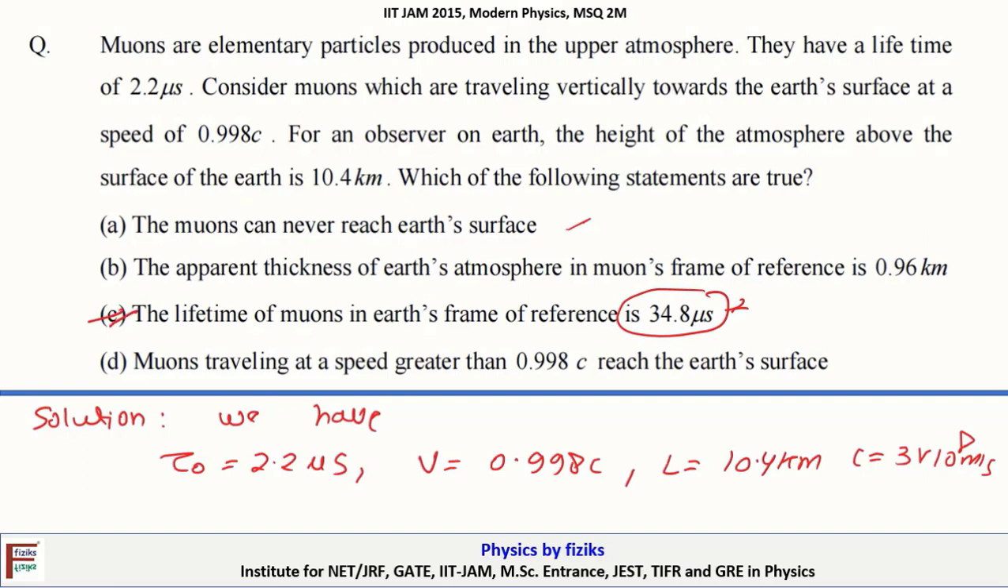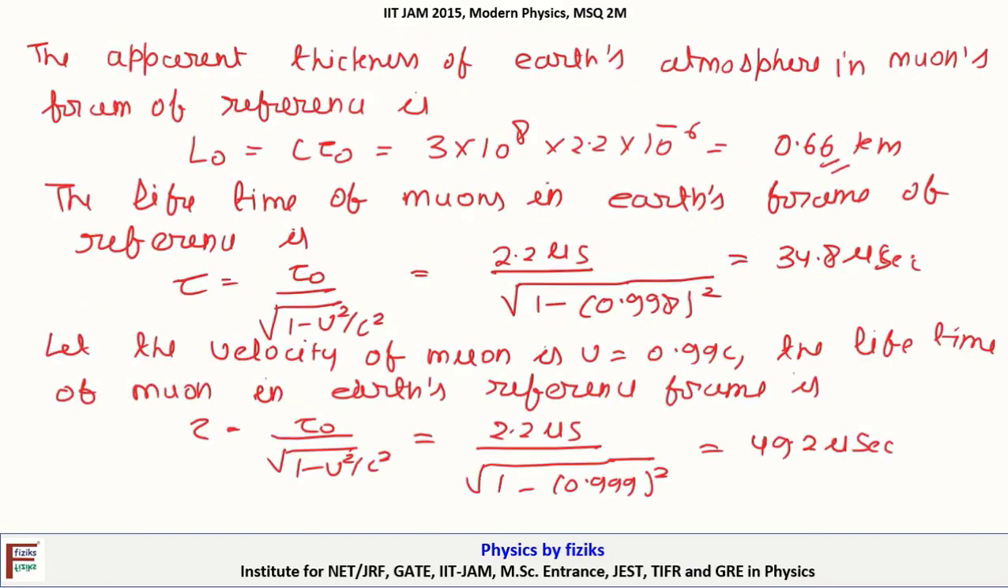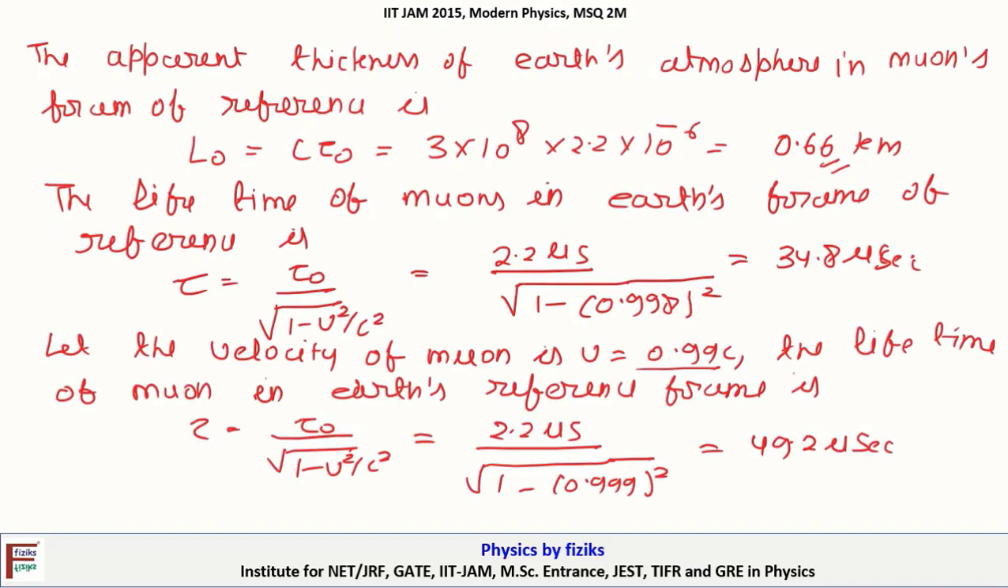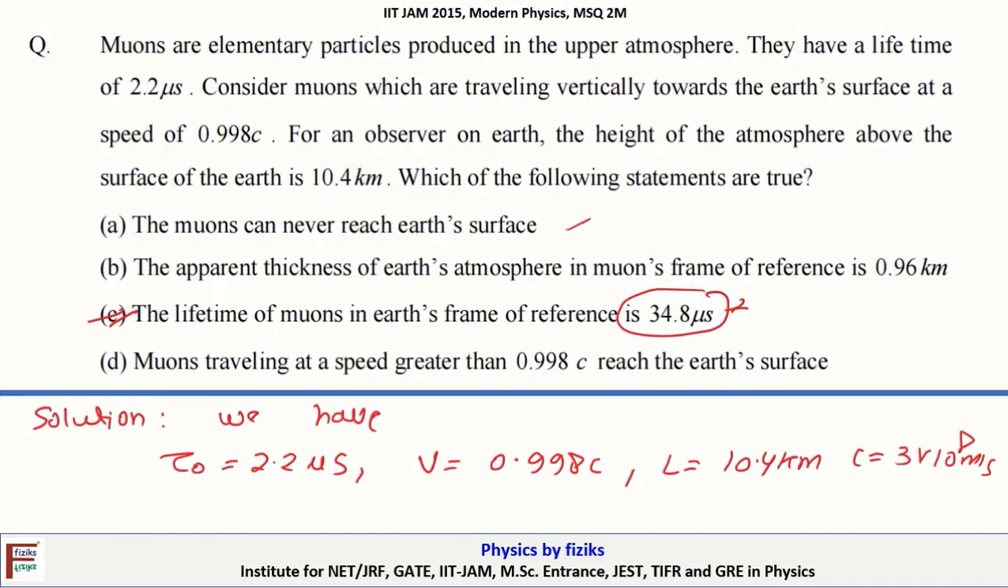Muon traveling at a speed greater than 0.998 c reaches the Earth surface. Here you can check it. We have taken the velocity 0.999 c, and in that case this distance is 14.76 kilometers. So this is greater than the height of the atmosphere above the Earth surface, where they were first noticed by the observer. Hence they reach the Earth. That means our options C and D are correct.